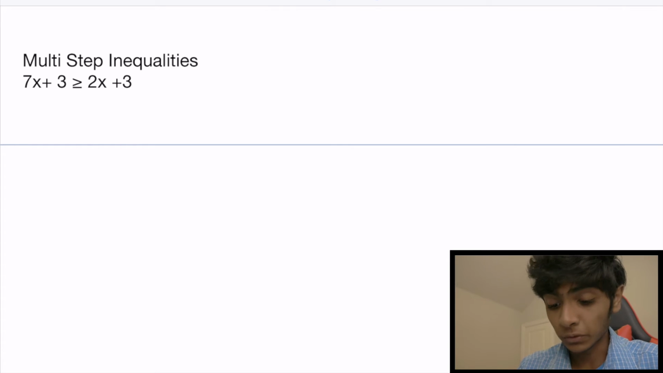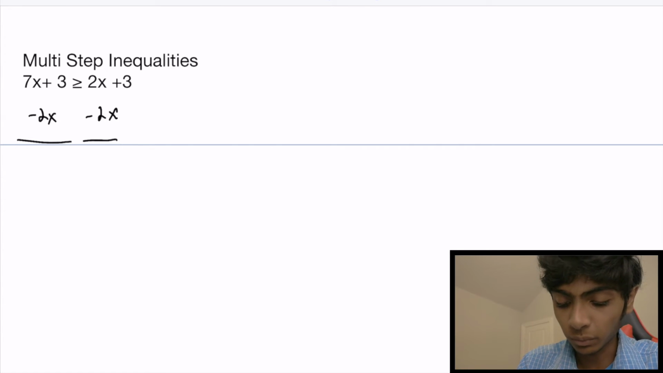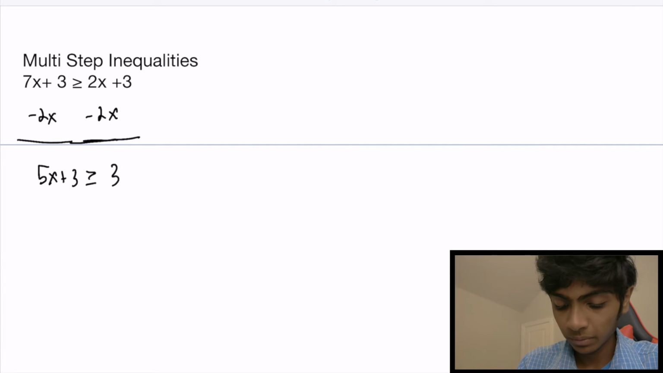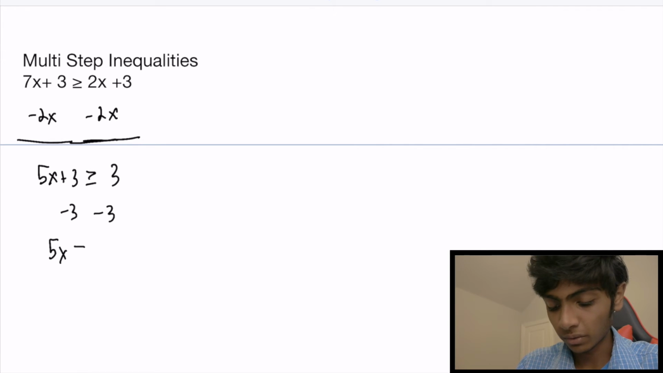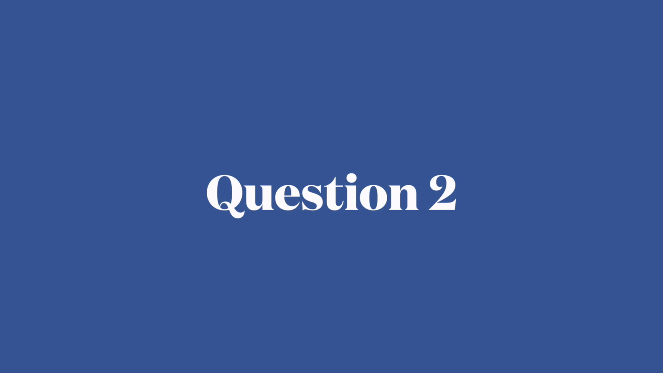Okay, now let's go on to some questions dealing with multi-step inequalities. So here we're given 7x plus 3 is greater than or equal to 2x plus 3. How we would solve this is, just as before, we would first get all the x terms together. So to do this, I'll just subtract 2x on both sides. And I'm left with 5x plus 3 is greater than or equal to 3. Now I'm just going to subtract 3 from both sides. And we're left with 5x is greater than or equal to 0. And now I'll divide by 5, and we're left with x is greater than or equal to 0. And that will be our answer.